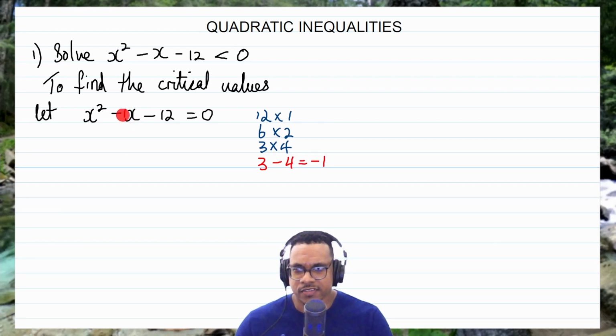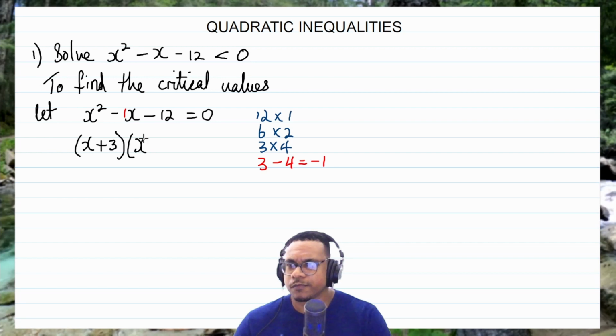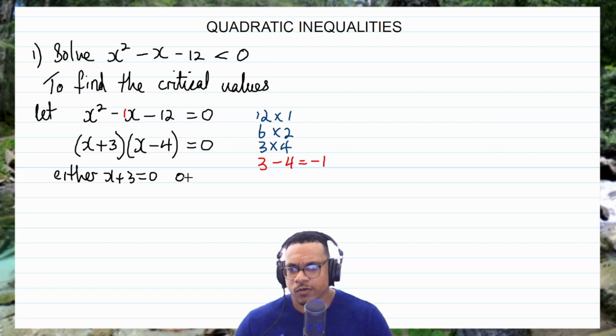So just remember, 1 is understood to be in front of this x. So I'll open my brackets, put x. I'll use this one first, which is positive 3. It's plus 3, close brackets, open my next brackets, put x. And then I'll use this one, which is negative 4. Close brackets equal to 0. So now I'll say either x plus 3 is equal to 0 or x take away 4 is equal to 0.